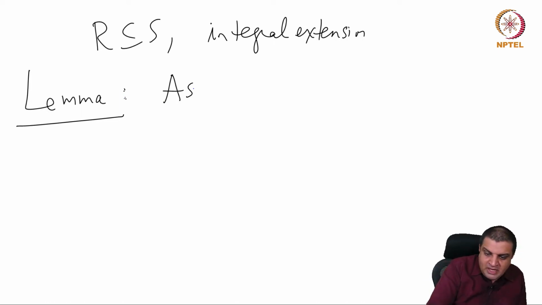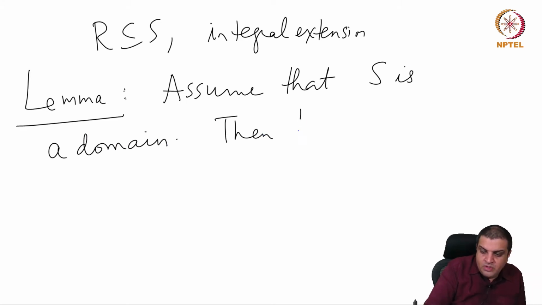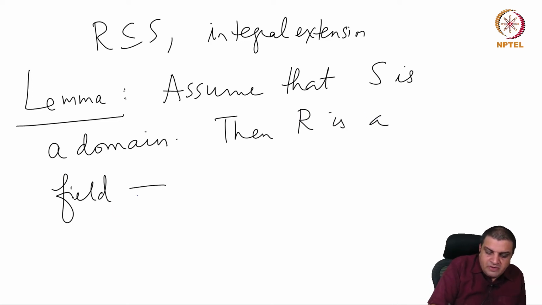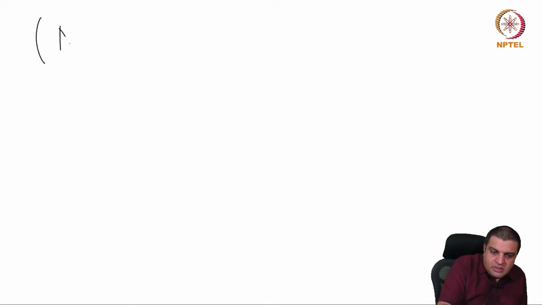Assume that S is a domain. Then R is a field if and only if S is a field. So we assume that S is a domain. We need to assume this. Just a remark: we need to assume S is a domain.